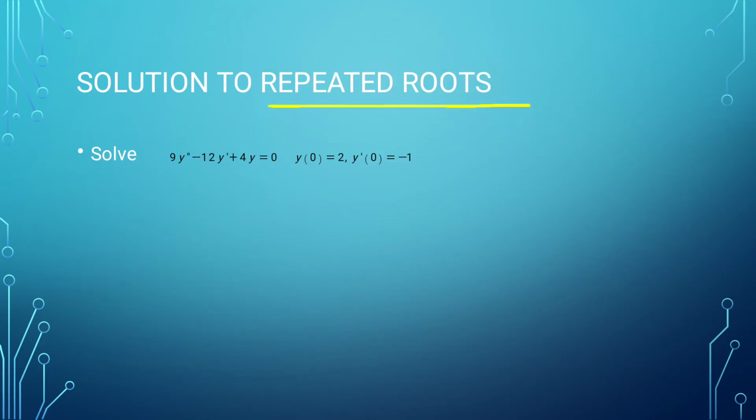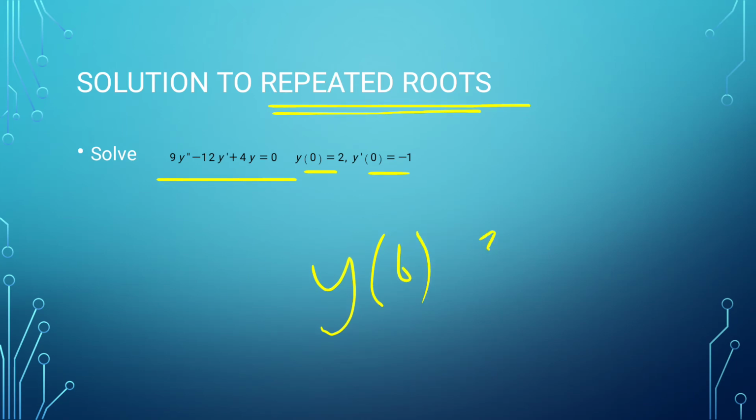Okay, next step, let's look at a case whereby we have the roots being repeated. So we have this question here, and we have the initial conditions given here. Remember what we said about this condition: y(0) = 2 means when x is 0, y is equal to 2, and same case for the derivative there.